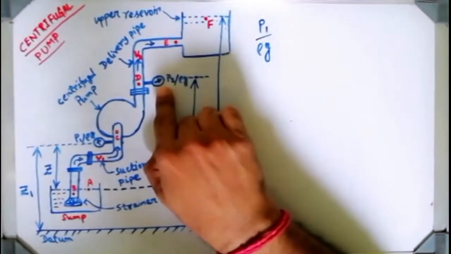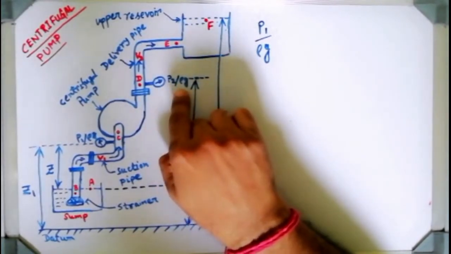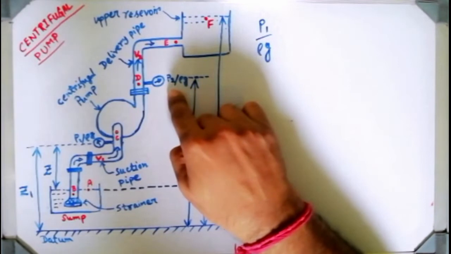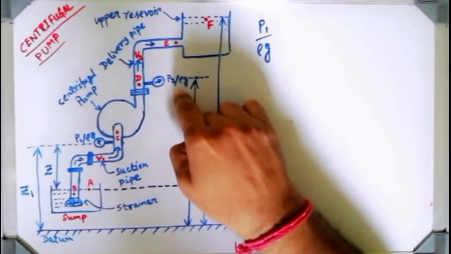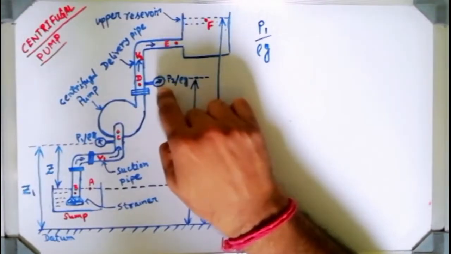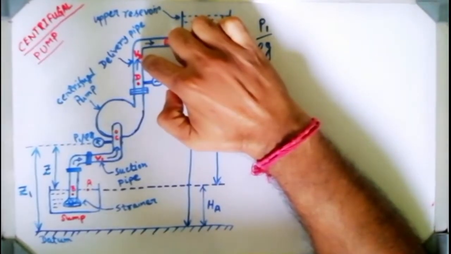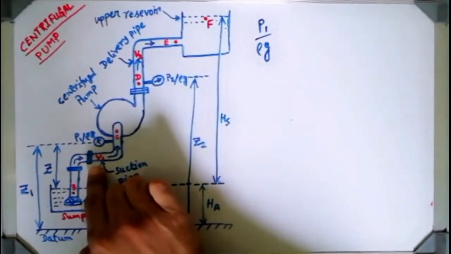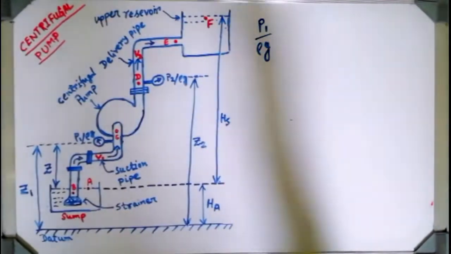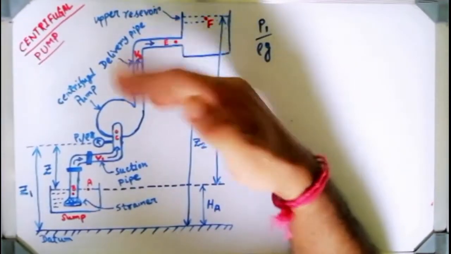Here also one pressure gauge is connected. There the pressure it is showing is P2 by rho g, that means 2 stands for the delivery side and rho is the density of fluid, you know. So it is giving you the pressure head at this delivery side. Then the fluid is going out with the velocity of V2, that is the velocity at the outlet of the pump, and V1 is the velocity at the inlet of the pump. We all know that velocity will be dropped and pressure will be increased.